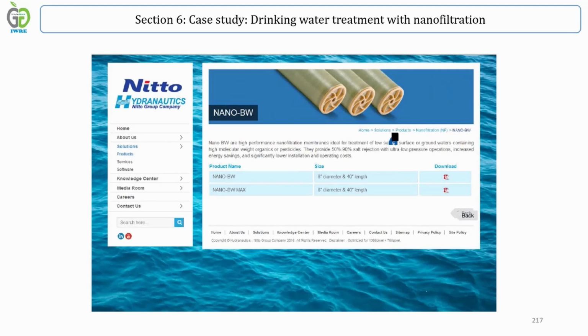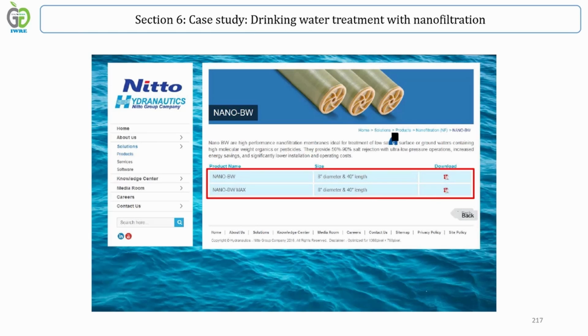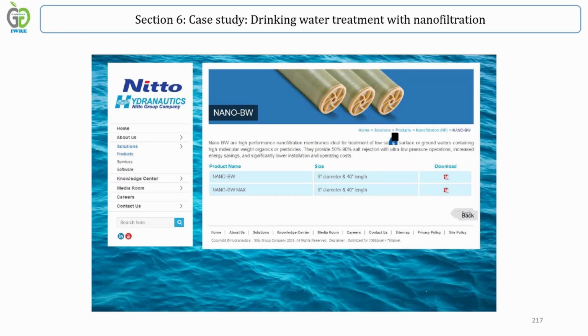At first, you must select a suitable element from the manufacturer's website according to the feed source. As the feed source is groundwater, the nanofiltration elements for brackish water are selected. As you can see here, two selected elements are suitable for this case: NANO-BW and NANO-BW MAX with an 8-inch diameter and 40-inch length.